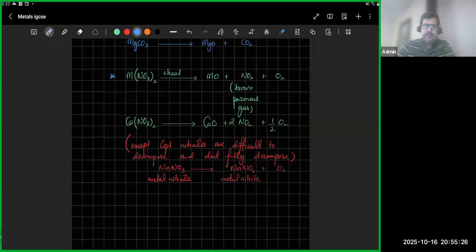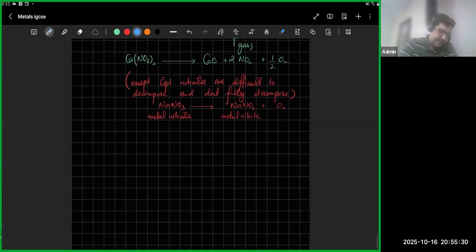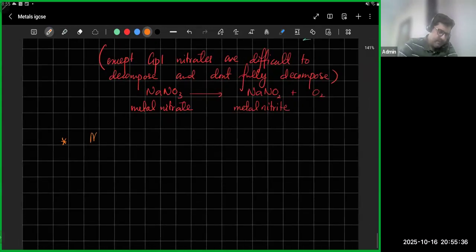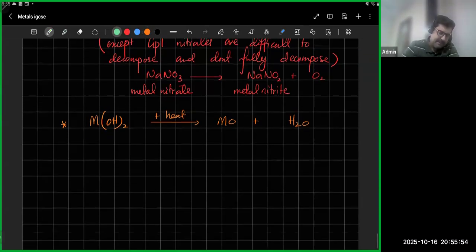अच्छा, और फिर finally you've got hydroxides. ठीक है, metal hydroxides. So they would also decompose and they would form metal oxide plus water. ठीक है, if you heat them strongly. And that's it.